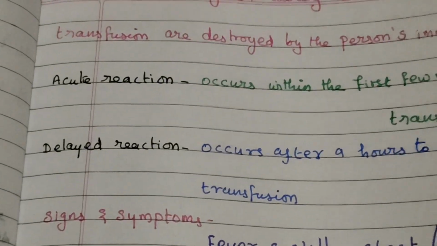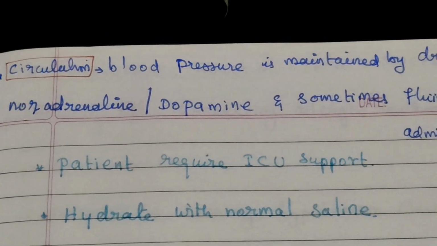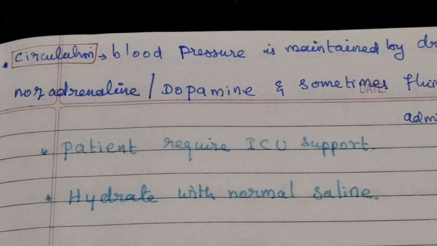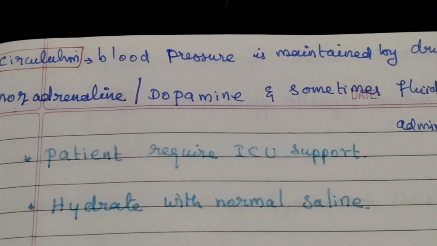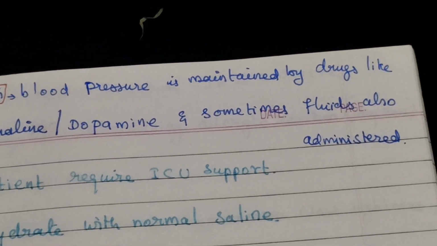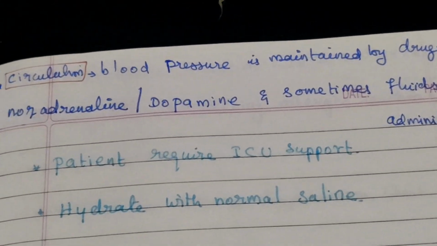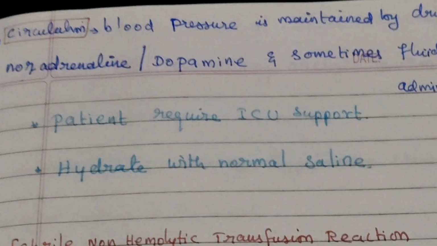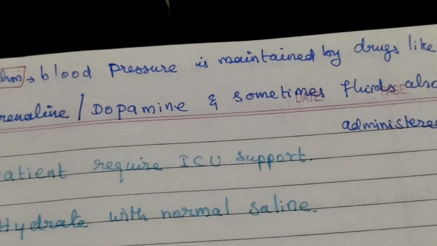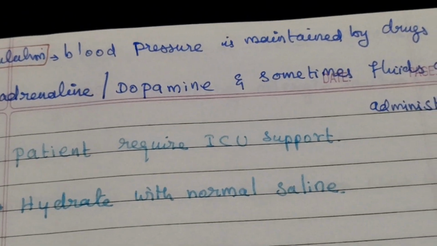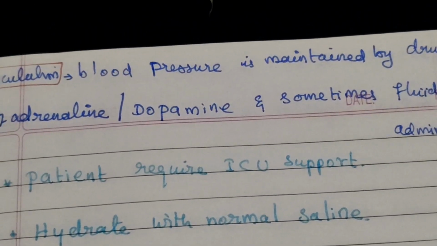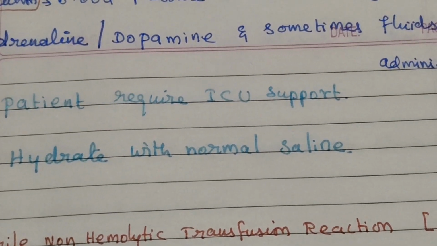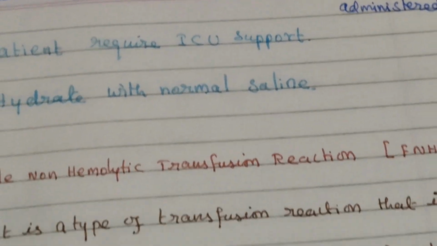In the case of circulation, blood pressure is maintained by drugs like noradrenaline or dopamine. Sometimes fluid is also administered. So circulation is maintained by giving drugs. Then the patient requires ICU support and is hydrated with normal saline.